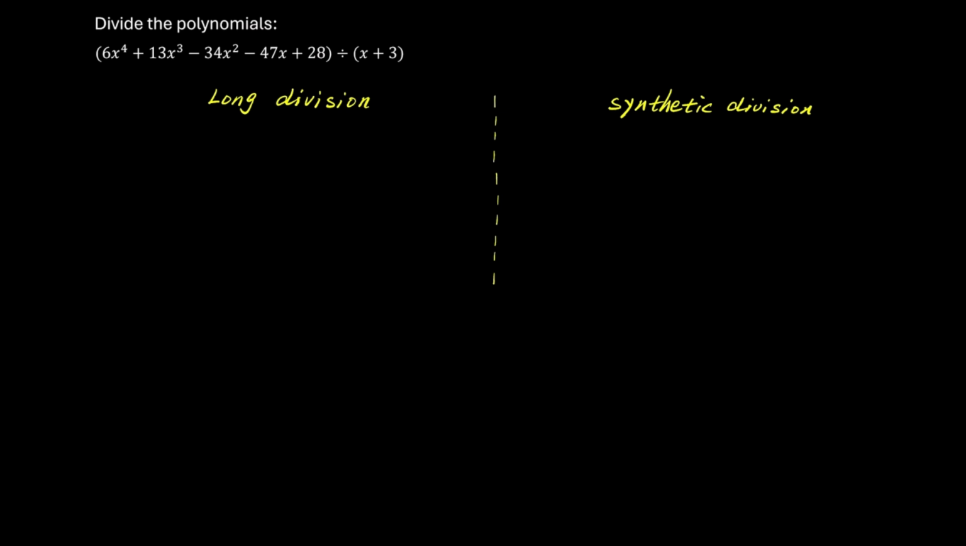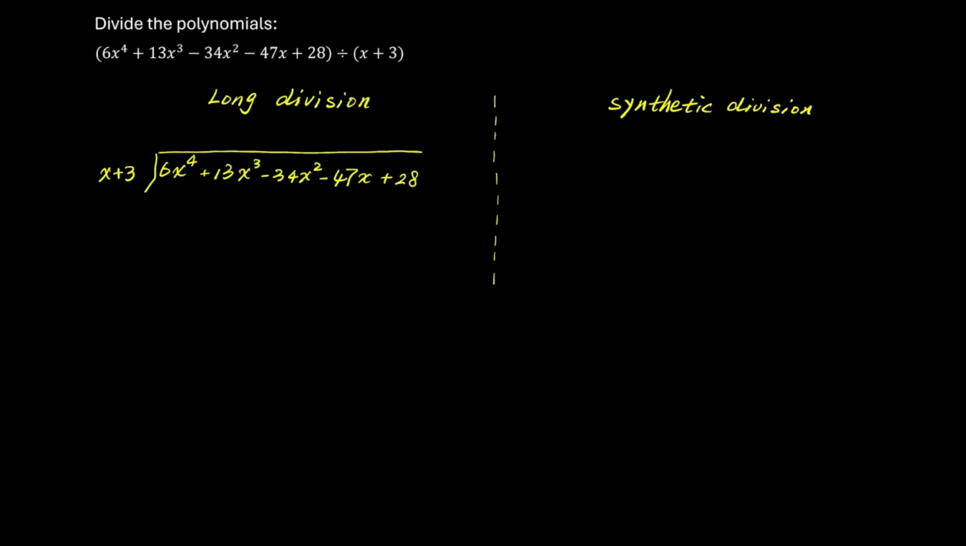So the very first thing we need to do is to get everything set up. For the long division, we place the dividend under the division symbol. The dividend is 6x to the power of 4 plus 16x cubed minus 34x squared minus 47x plus the constant value of 28. And the divisor, x plus 3, goes over to the left.